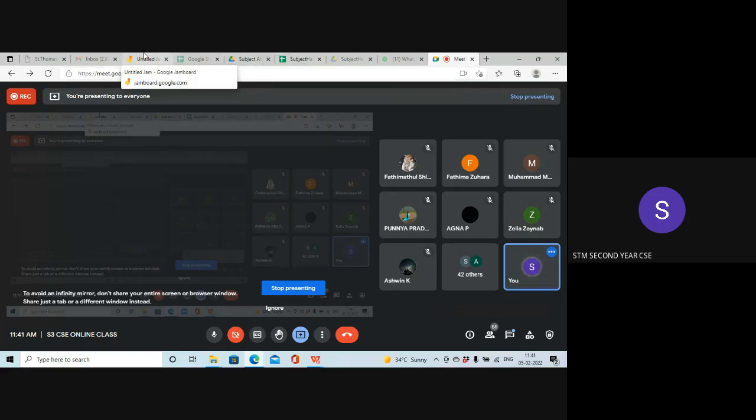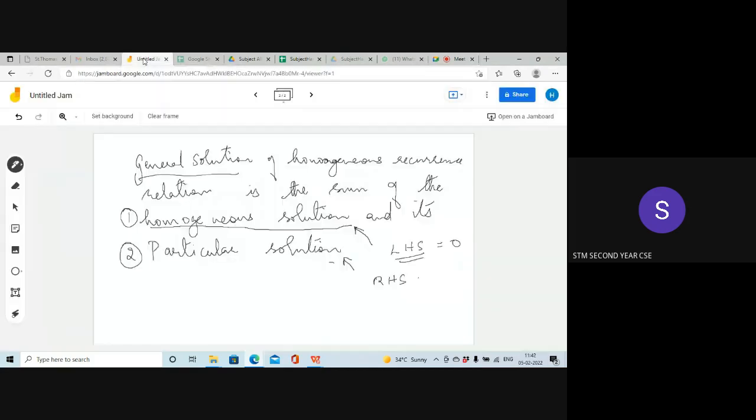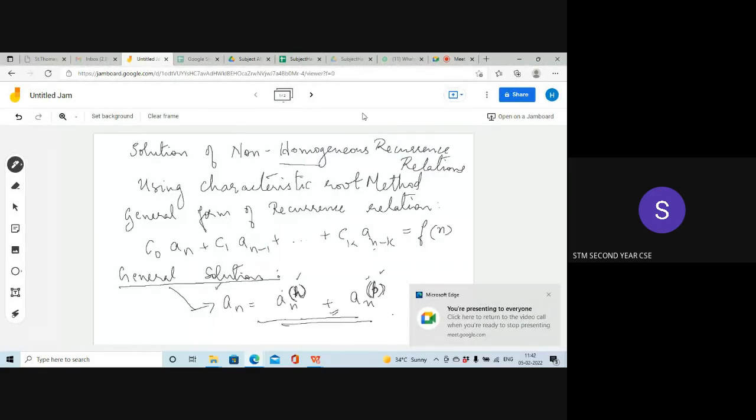So now let us take an example. We know this is the general form of the recurrence relation, and here f of n can take different forms. Based on the different forms that f of n can take, we have different cases to solve, and we have to solve it in different ways. What are the different forms of f of n?